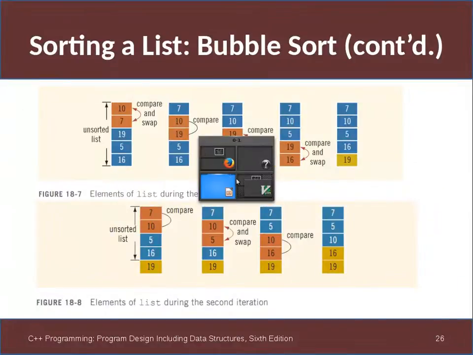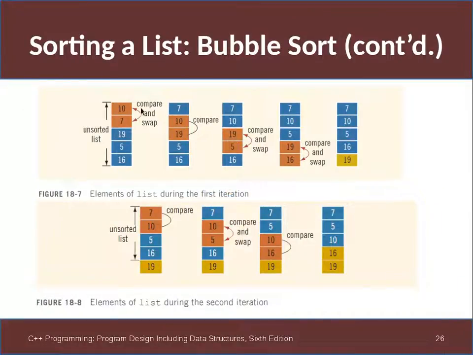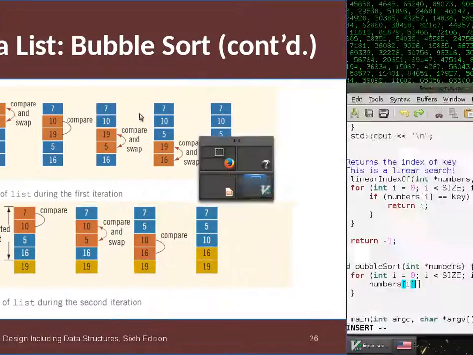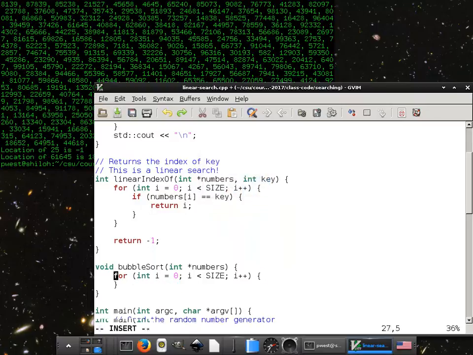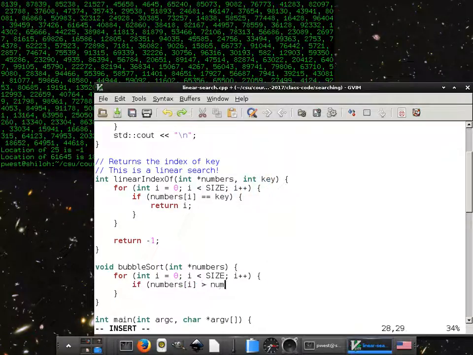Well, let's see what we can do here. So where are they comparing? They're comparing the numbers i equals 0 and i equals 1. So they're comparing i and i plus 1, right? Yes. And what are they comparing them for? Which is greater. All right, so let's do that comparison first. If number sub i is greater than number sub i plus 1.